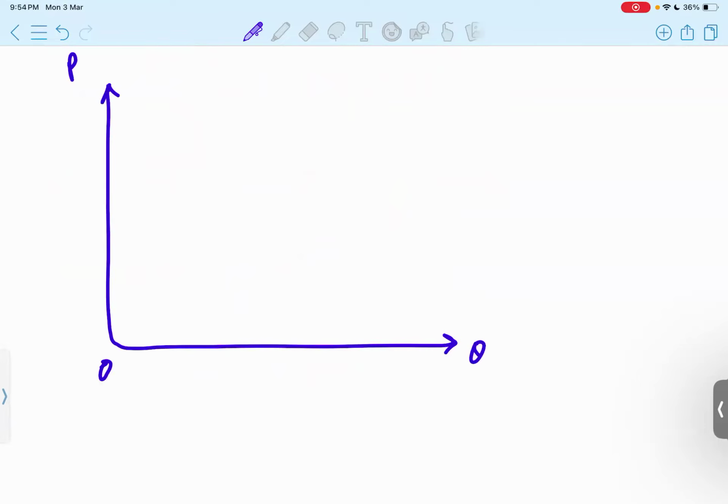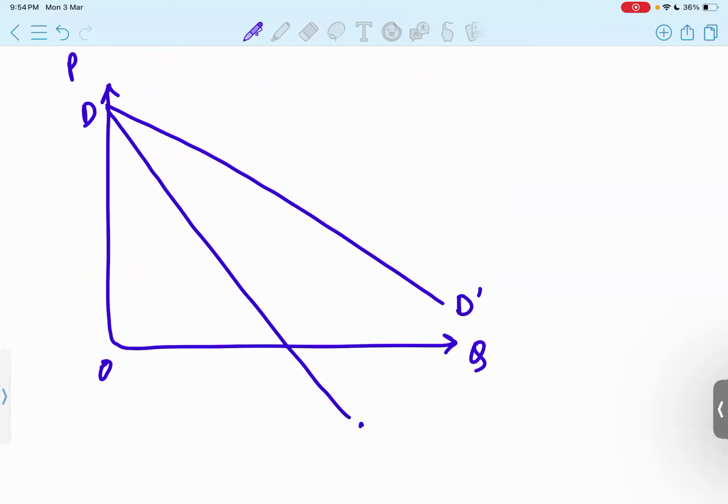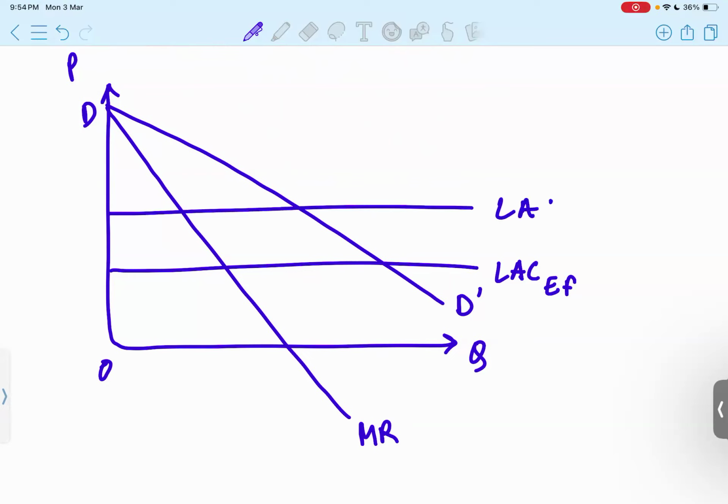Now we'll draw the graph for this. We have the price and the output. Let's suppose this is the demand curve, DD dash, with the corresponding marginal revenue curve. This is the long run average cost of the established firm, EF meaning established firms, and this is the long run average cost curve of the potential entrant firm, who can enter the market but are still watching from the outside.